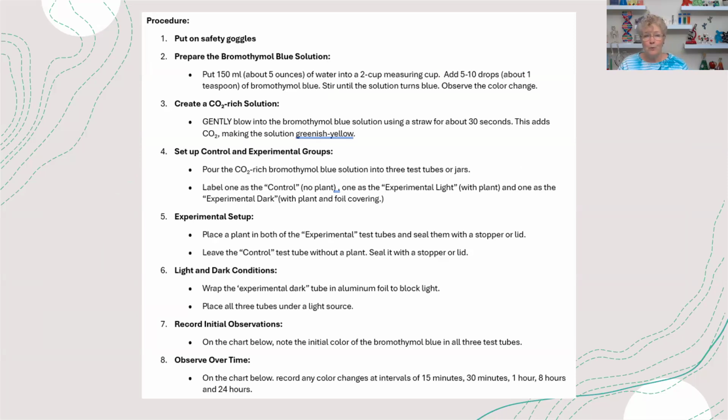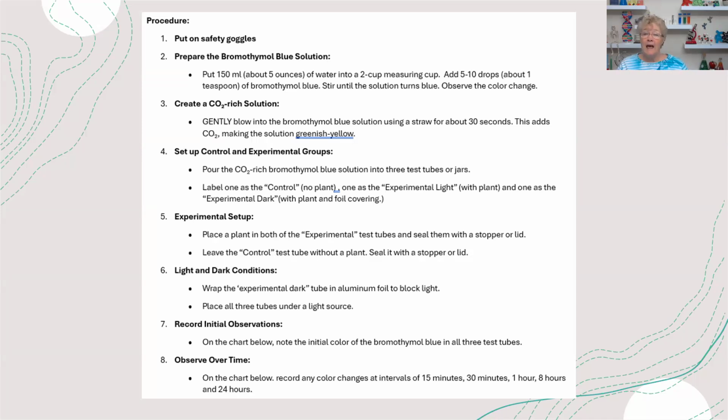All right, once you look at your procedure, whenever you have a lab that you're doing, always read the whole procedure first. First thing we do, put on our safety goggles. We're just going to read through it now, and then we'll do it together. Put 150 milliliters, which is a little more than a half a cup. A half a cup is 4 ounces, so we've got about 5 ounces. The amount of water is a little bit variable. Put that 5 ounces of water into a 2-cup measuring cup. Add 5 to 10 drops, about 1 teaspoon of bromothymol blue. Stir until the solution turns blue. Observe the color change.